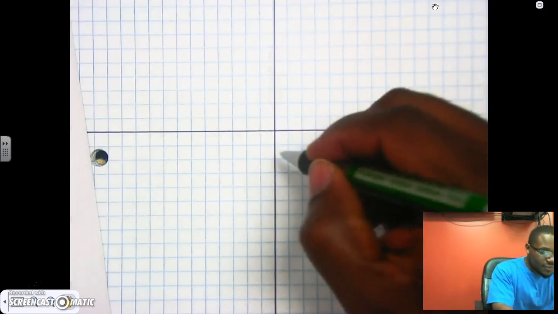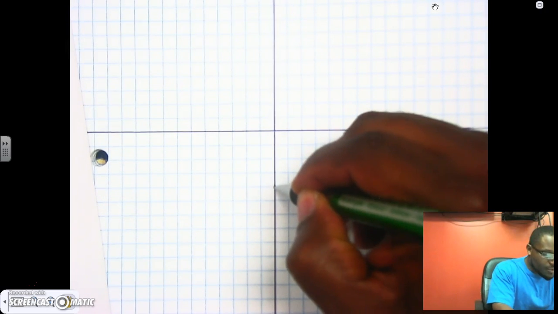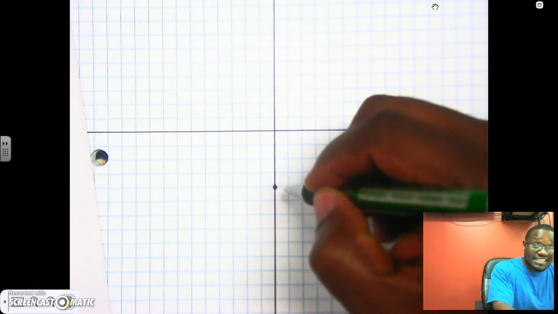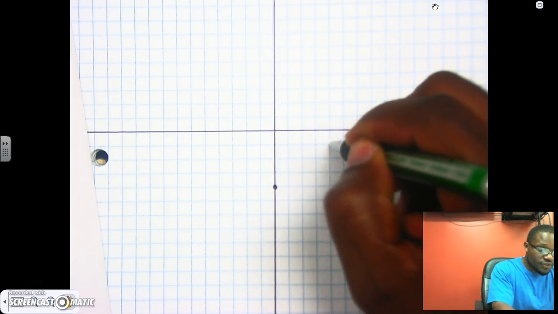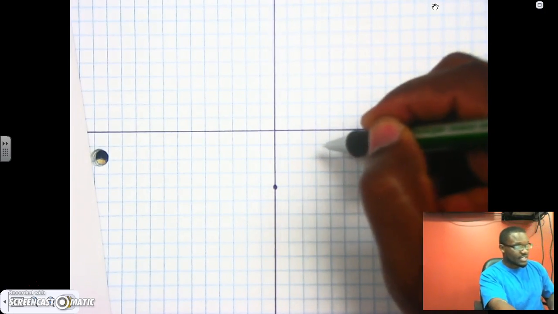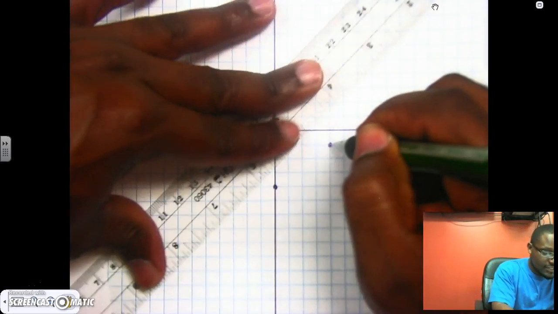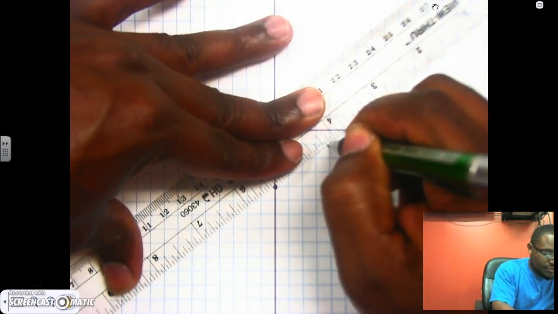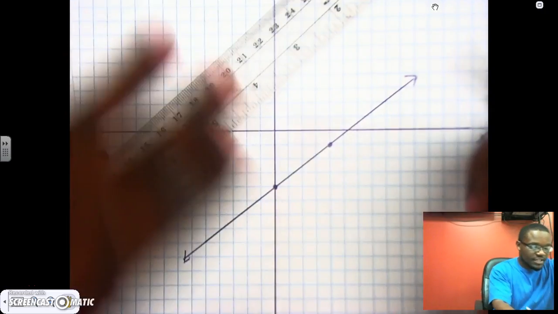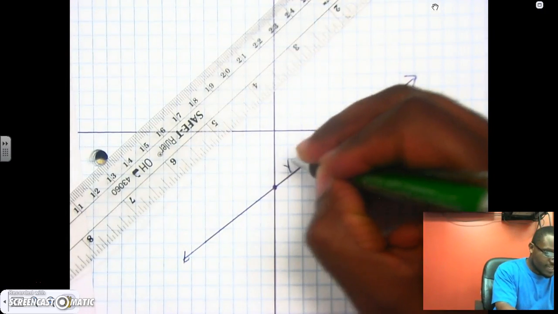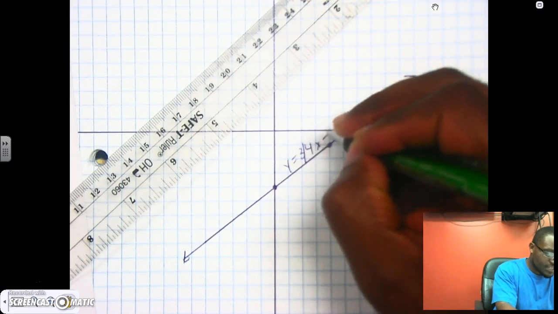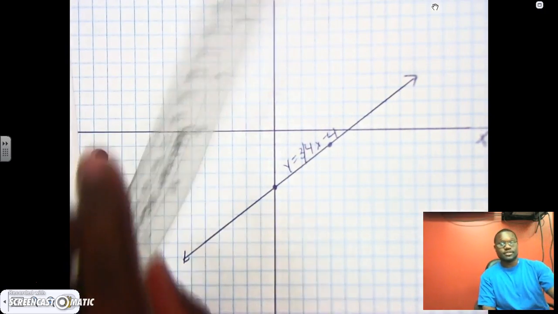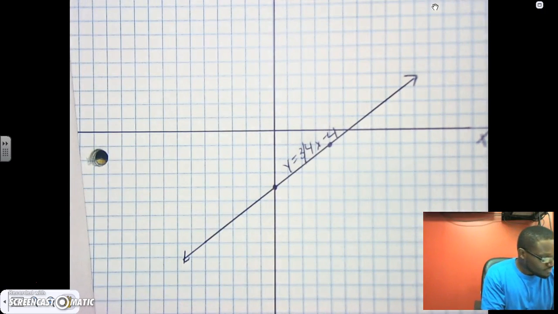So (0, -4) is 1, 2, 3, 4. That point right there. My slope is positive 3/4, so that's up 3, to the right 4. That's my second point. It only takes 2 to graph a line, so I draw a line through those 2 points, and this is the equation y equals 3/4 x minus 4. I hope that doesn't get in the way of something else I do, but it probably will.